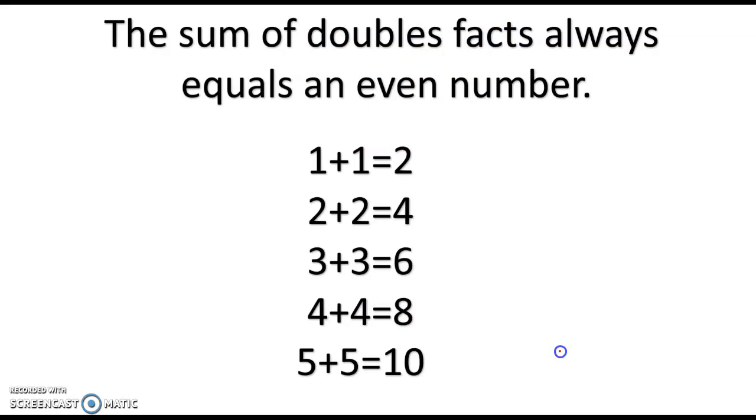Something else to remember is that the sum of doubles facts always equals an even number. So doubles facts are when both addends are exactly the same. So 1 plus 1, 2 plus 2, 3 plus 3, 4 plus 4, 5 plus 5. So doubles facts are when you double your addend.